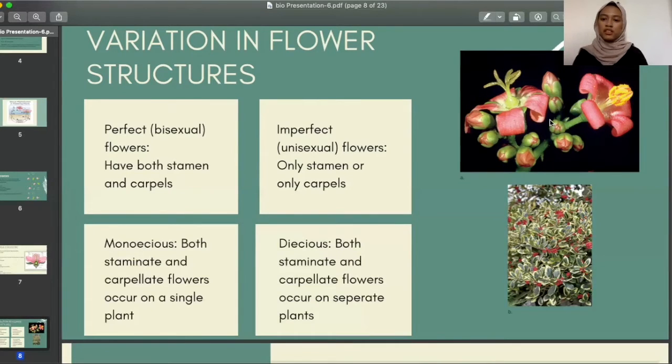The top picture here is a flower called jatropha. This is an example of a monoecious plant because they have both carpellate and staminate flowers on the same plant. The one below is the holly tree, and this is an example of dioecious because they have staminate and carpellate flowers on different plants. The berries, the fruits, are produced by the female plant, and the pollen is produced by the male plant.